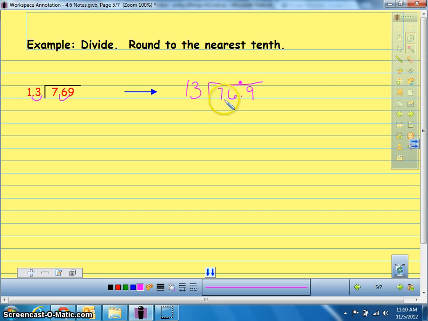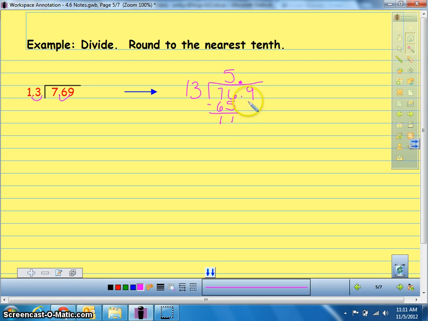What happens if I go 1 more? What's 65 plus 13? Ooh, 78. That's too much. So 5 is going to be my answer here. I put a 5 up. I'm going to multiply it out. We said it was 65. So now I subtract 76 minus 65. 6 minus 5 is 1. 7 minus 6 is 1.